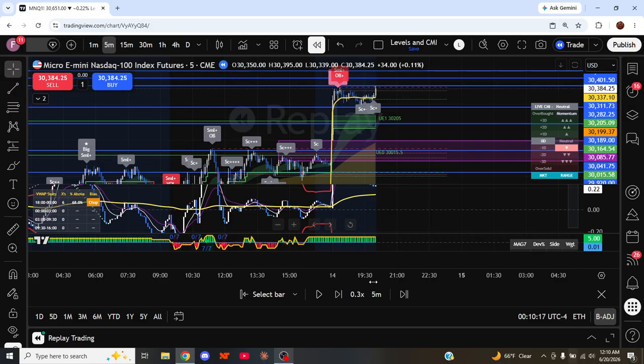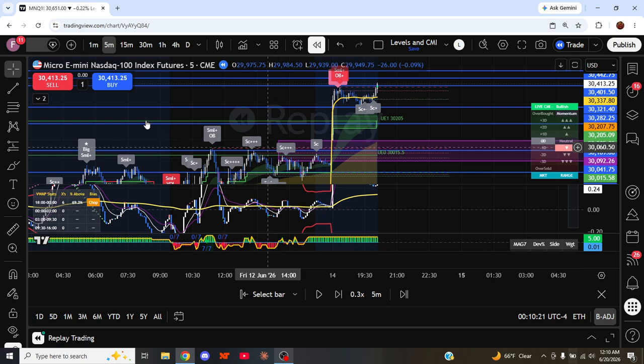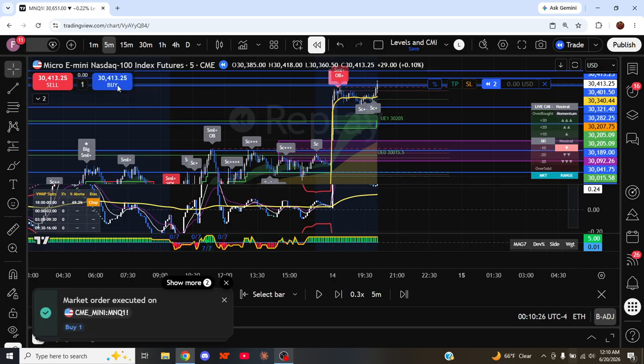Bad area to buy now because of this resistance. Okay, now we broke above the resistance. Oops, meant to buy 3. We'll do the usual 3.